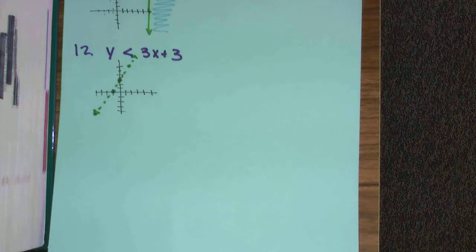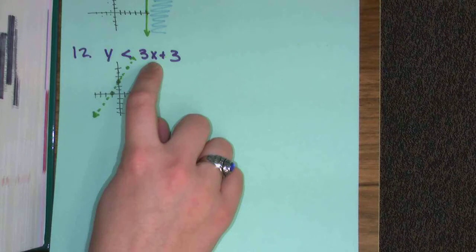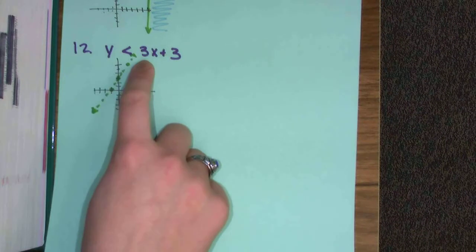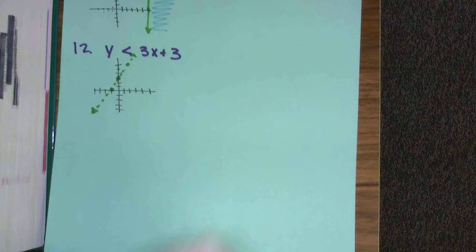Am I shading to the left? So y is less than, so we want values that are less than that. So I would pick a point. An easy one is always 0, 0, and see if it works. Okay, so I put 0 here, and I put 0 here. Is 0 less than 3? Okay, so then I would shade below.